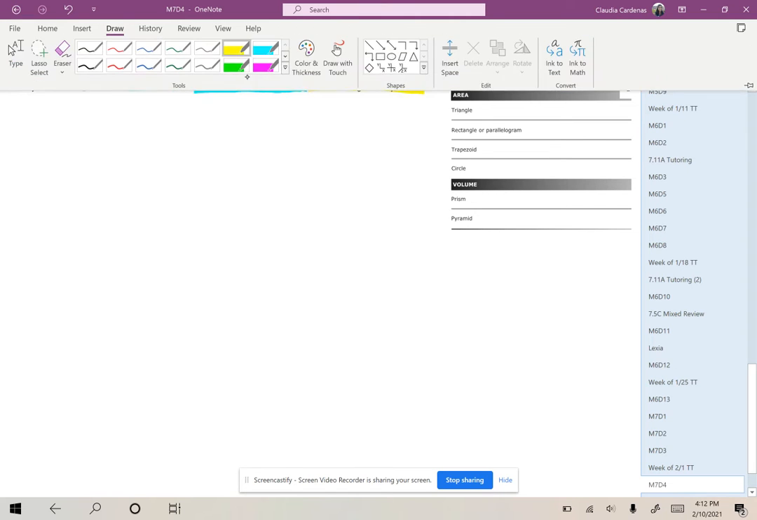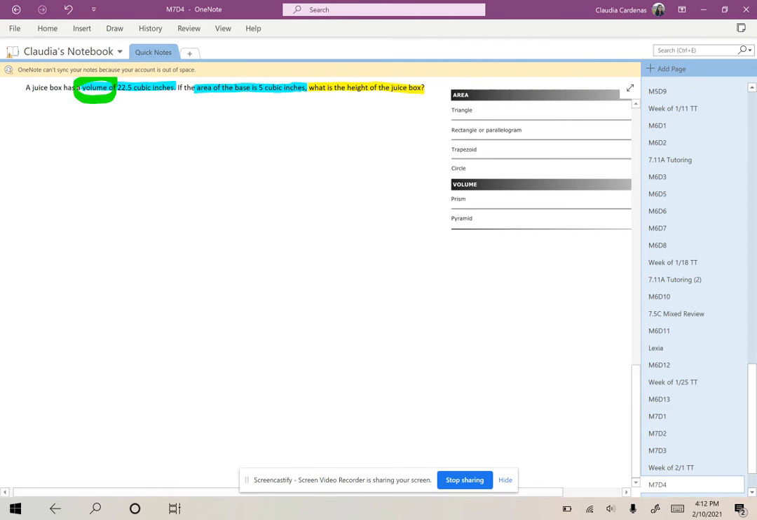Well, if I look closely, I see that they've already given me a volume of a juice box. So I know that I need to find volume. So I'm going to go ahead and write that down. We need the volume of this shape.